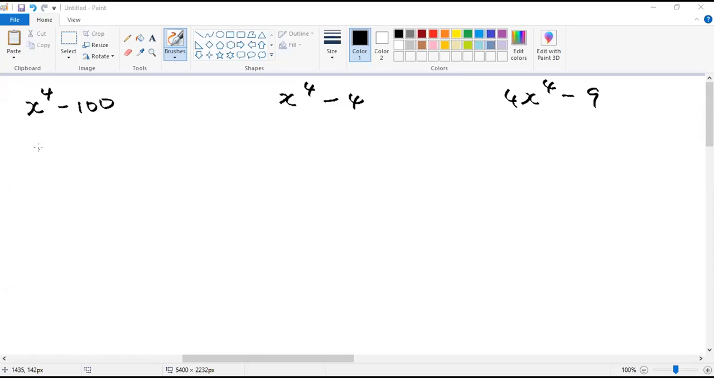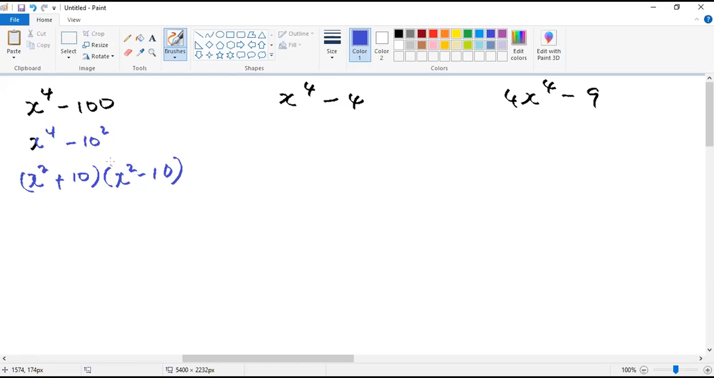All right. So for the first one, I wrote x to the fourth minus 10 squared. Hold on, let me write that down. x to the fourth minus 10 squared. And then when I factorize, I have x squared plus 10, x squared minus 10. Cool. And you would be right.